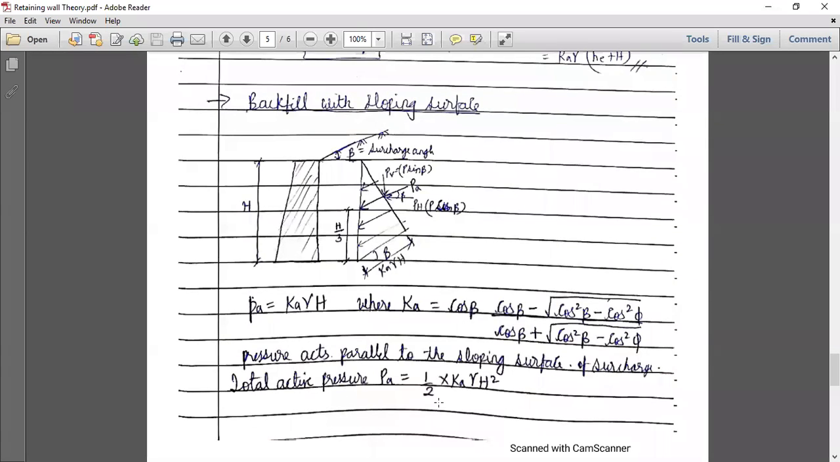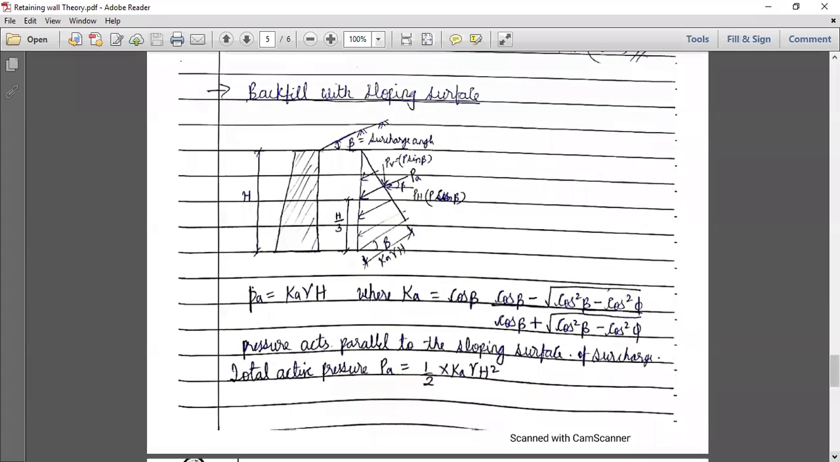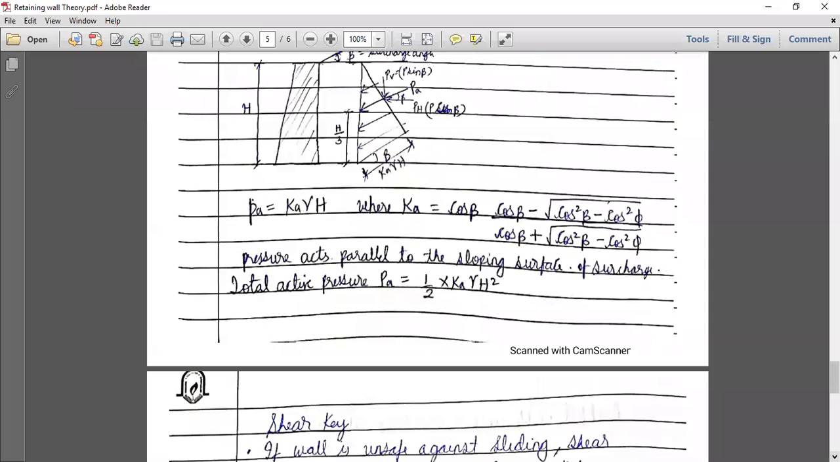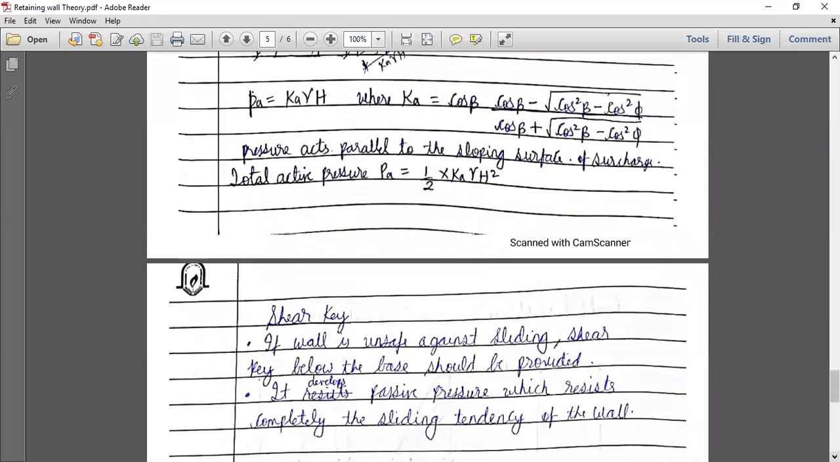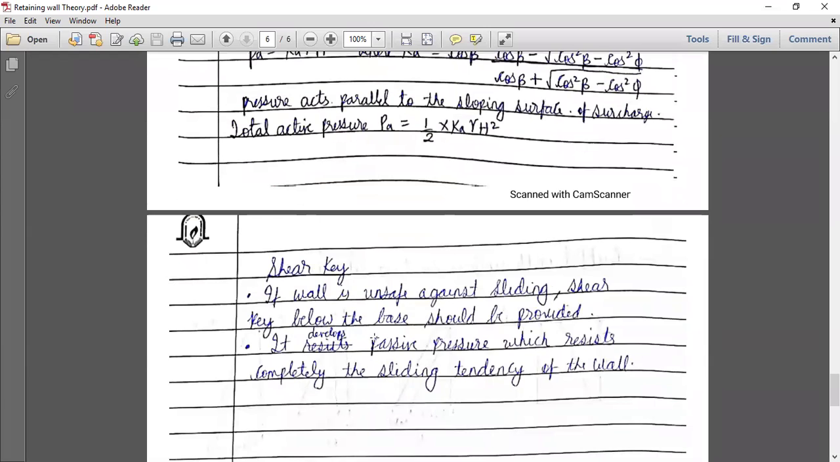So total active earth pressure is given by half into K into gamma into H square. And then last is the shear key. Shear key is nothing but the key which is provided at the bottom of the base slab, to avoid sliding. To avoid sliding, a key is provided, which is called a shear key. So if the wall is unsafe against sliding, a shear key below the base should be provided. If it is not safe in sliding, we will provide a shear key at the base. So it develops passive pressure which resists completely the sliding tendency of the wall.